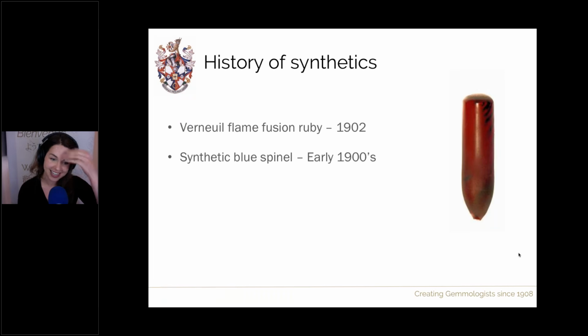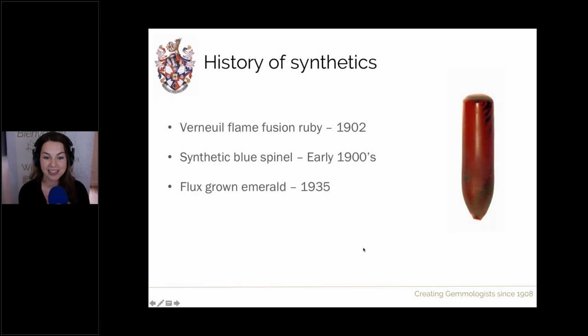So accidentally, he made synthetic blue spinel. The reason that came about is because corundum is aluminium oxide, and spinel is magnesium aluminium oxide. So during experiments, he created a completely different material, which is quite fun. Flux grown emeralds came onto the market in 1935.